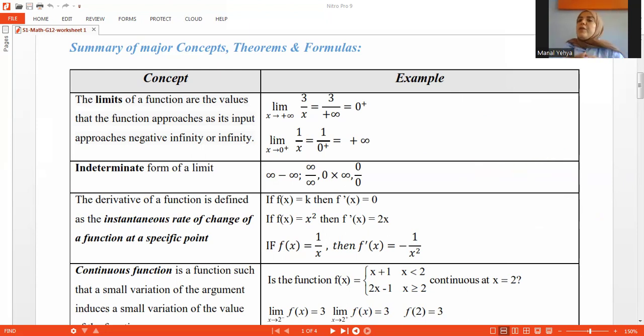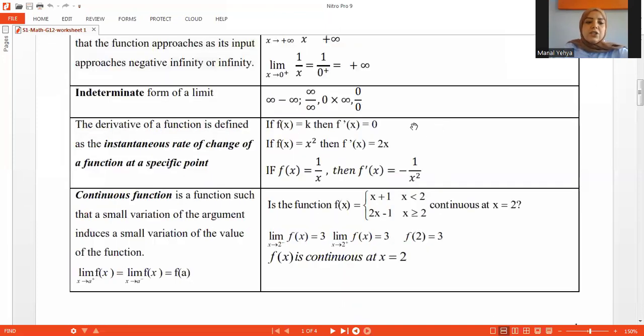We are revising all of these because we need to study a function. At the end, when I finish the continuous, I will remember together all the steps that are needed in order to study the sign of the function. What's the meaning of a continuous function? A continuous function is a function such that a small variation of the argument induces a small variation of the value. Suppose I have a function, okay?